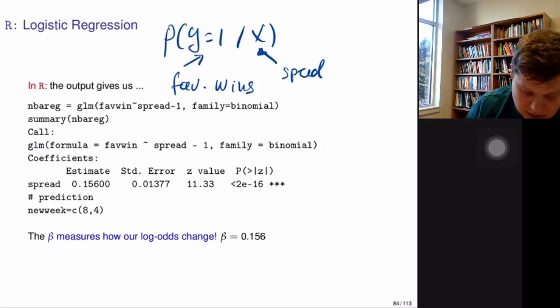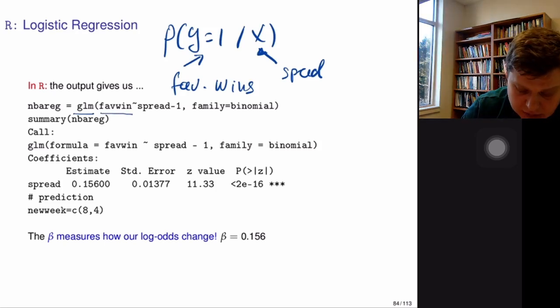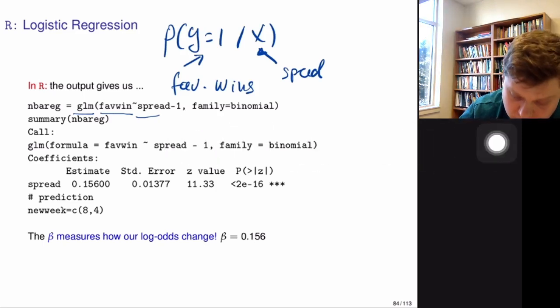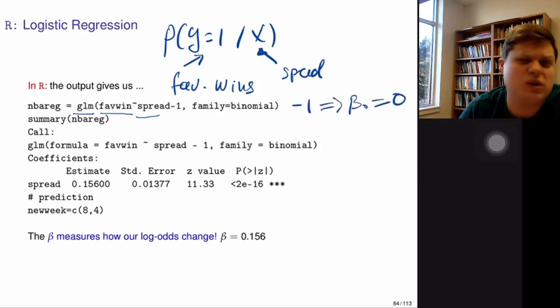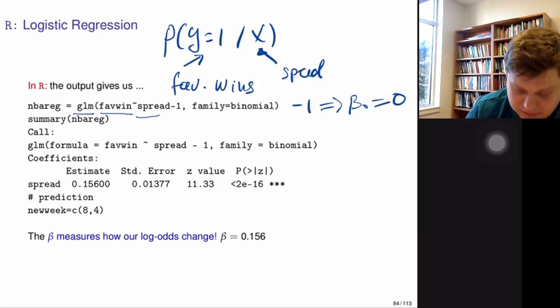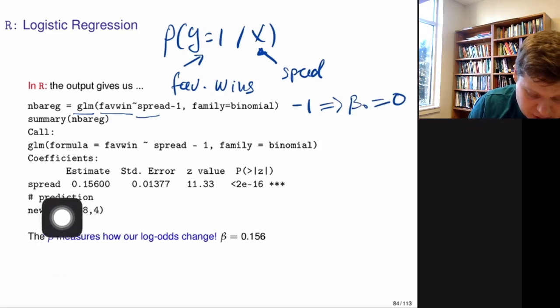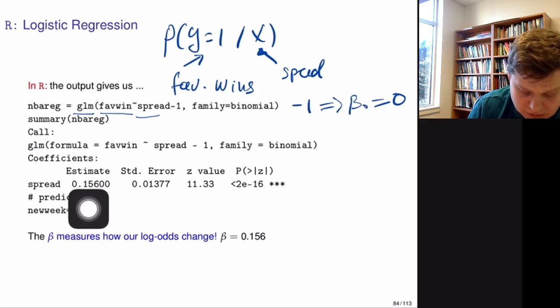Okay. So we're gonna use this GLM command, and we regress favorite win, which is a 0, 1 variable, on the spread column. And here we say -1. -1 means beta 0 is just set to 0. So in other words, we do not use the beta 0 parameter of the model, we don't need to estimate it. And let's see what we get. We just get one parameter from the model, this beta 1, which is 0.15.